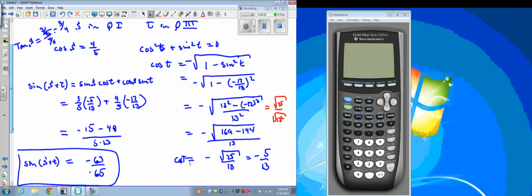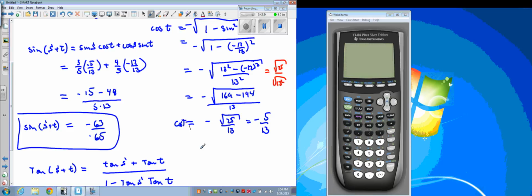And this one is what? Tangent here is going to be negative 12/13, isn't it? Over a negative 5/13, which is a positive 12/5. Is that right? Then we substitute in here.